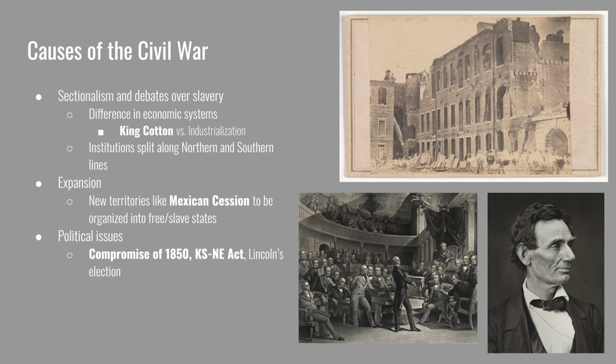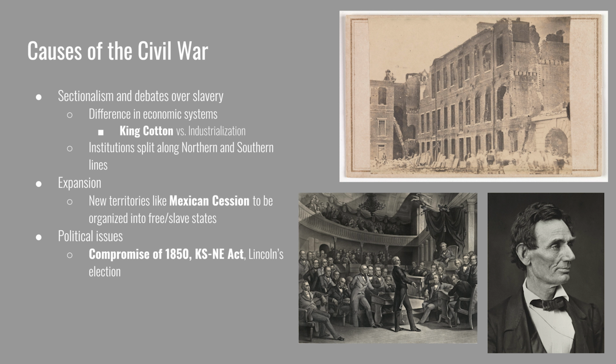The difference in the economic system in the North and the South is clear when comparing the king cotton model in the South and industrialization in the North. Everything revolved around the exportation of cotton in the South, and at the heart of it was the enslaved labor force that produced it. Meanwhile, in the North, industrialization increases the number of people working for a wage. Workers reject slavery on economic grounds as competition to free labor.